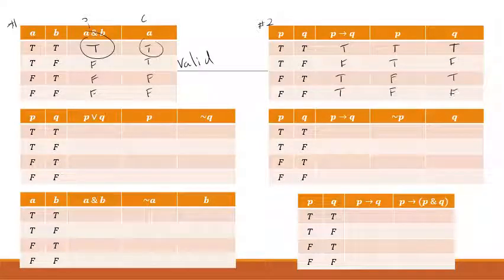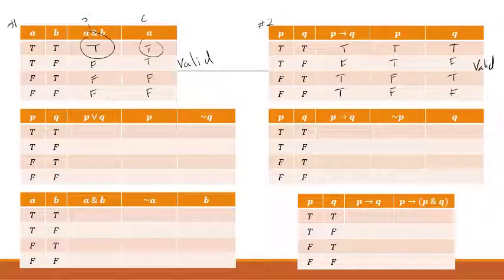So again, just the Q column, no computation necessary. All right, so this is valid. That's because there doesn't exist any line where you have all true premises and a false conclusion, right? You have all true premises, but the only time that happens, you also have a true conclusion. So no all true premises with a false conclusion, so the argument is valid.